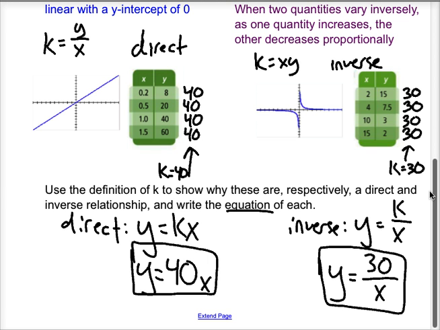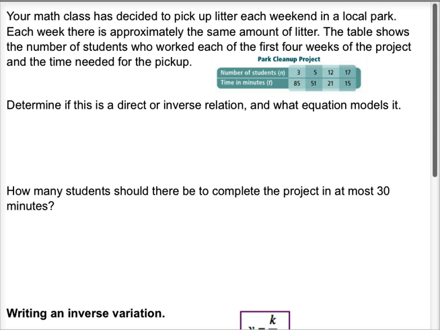All right, so let's keep moving right along. Your math class has decided to pick up litter each week in a local park. Each week there's approximately the same amount of litter. The table shows the number of students who worked each of the first 4 weeks of the project and the time needed for the pickup. Now remember, there's 2 ways that we need to do this, direct or inverse.